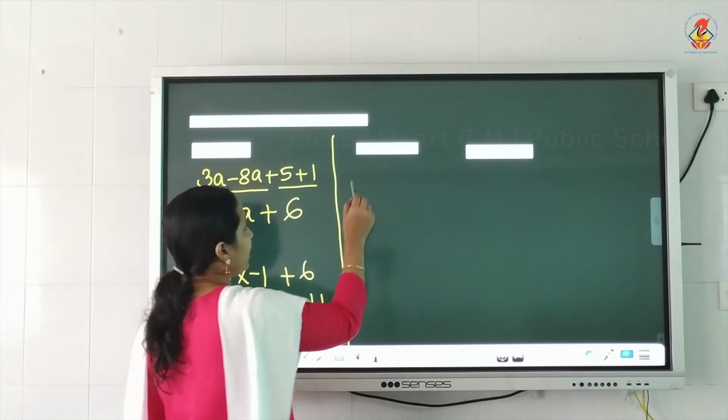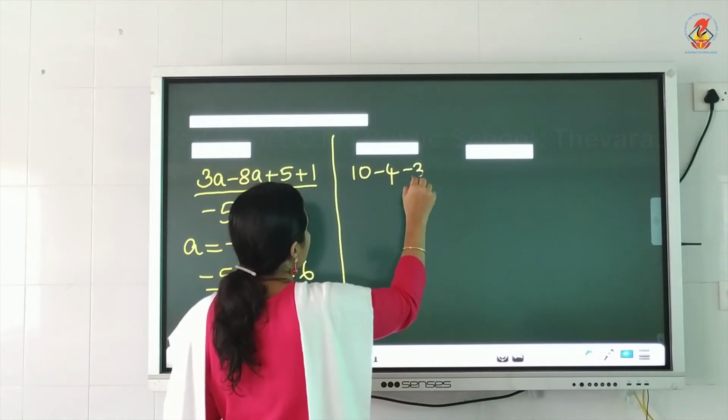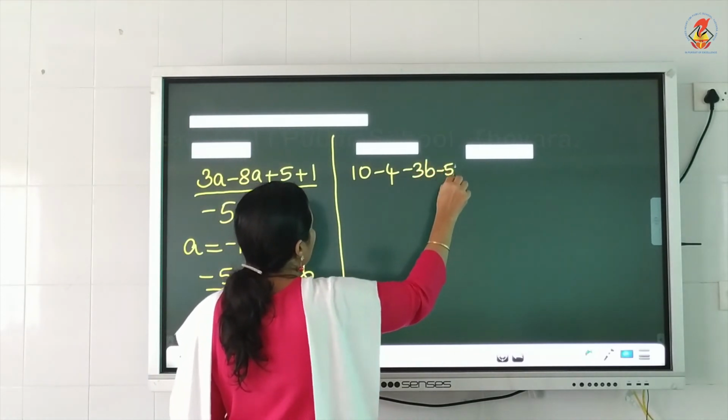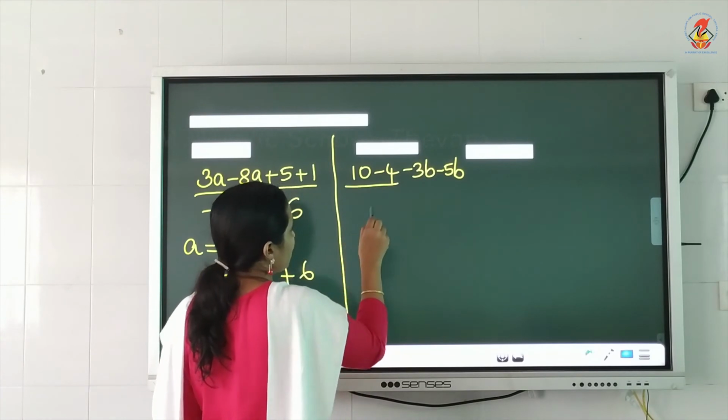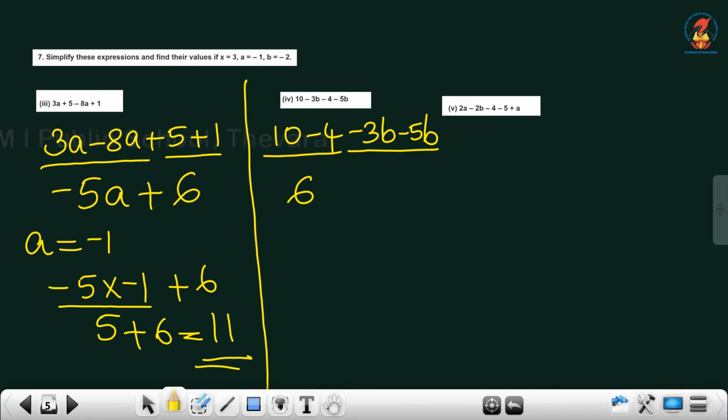First you combine the like terms. 10 minus 4, one group of like terms, minus 3b minus 5b, other group. 10 minus 4, what is the answer? 6. -3b minus 5b, what is the answer? -3, -5. What is the answer? -8b. Now b is equal to, which value we have to put? B is equal to -2.